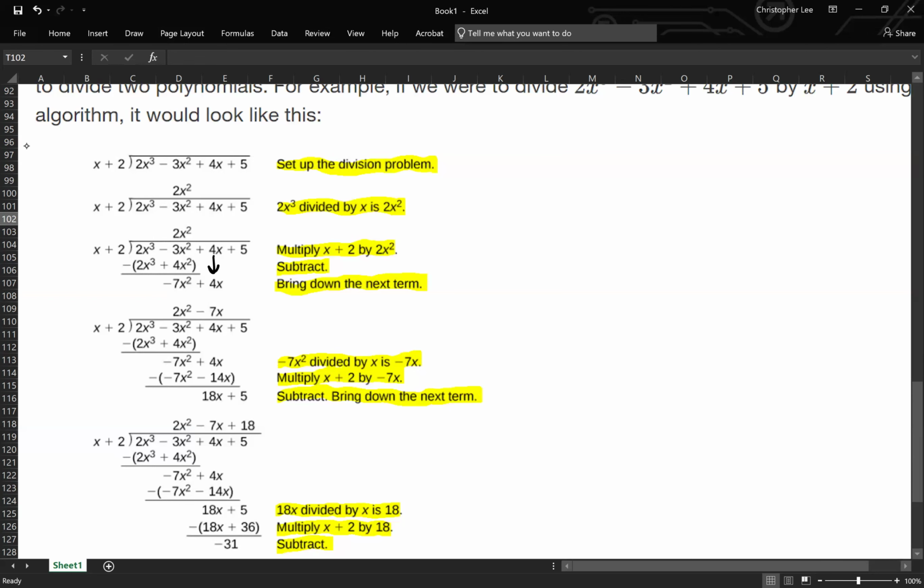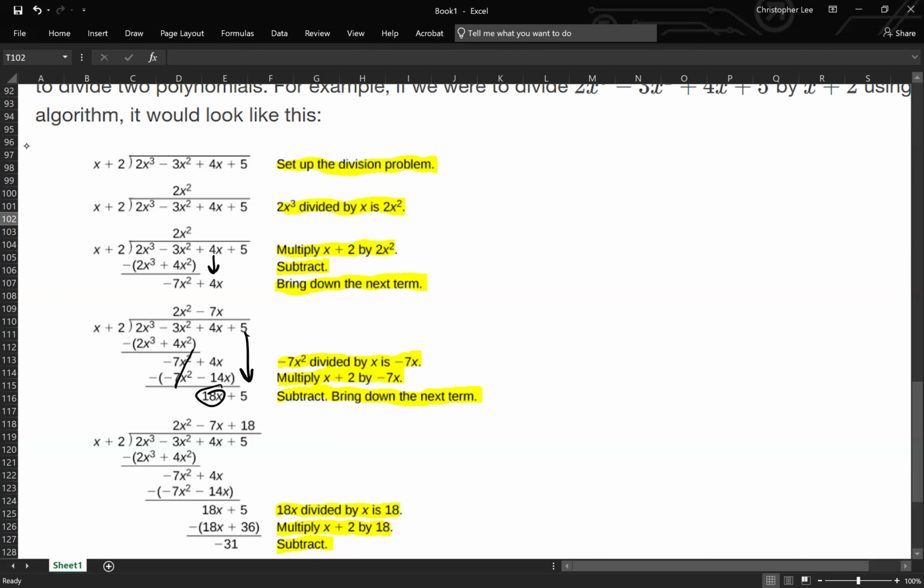So now what am I gonna do? Negative 7x times x is gonna give me a negative 7x squared right here. Then I'm going to take my negative 7x and multiply that by 2. That gives me my negative 14x right here. After that, subtract. Negative 7x squared minus negative 7x squared, you already know, it cancels out. Now, check this out. 4x minus negative 14x, a negative times a negative is a positive. So 4 plus 14, that's my 18x right here.